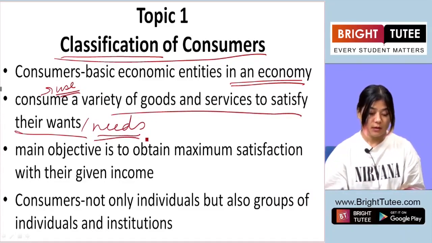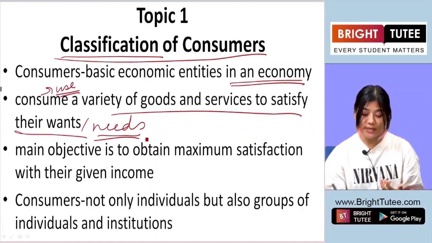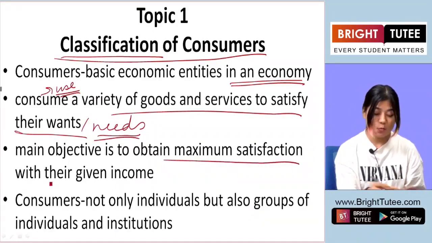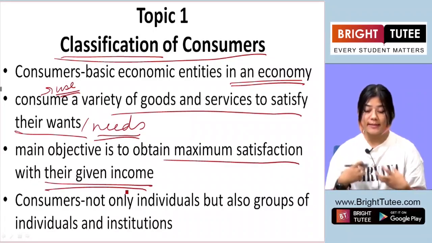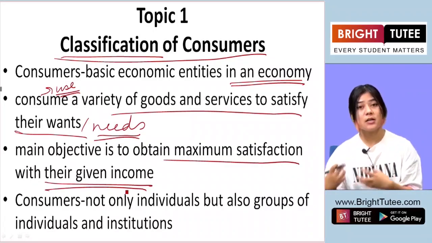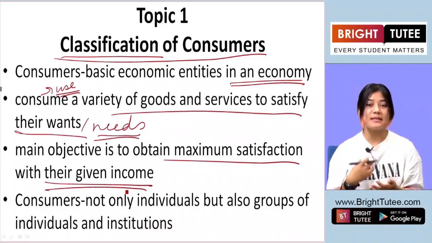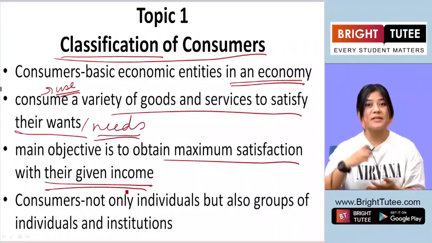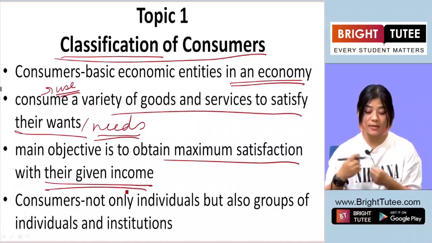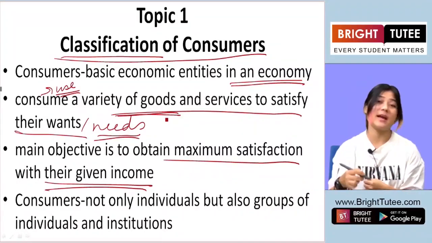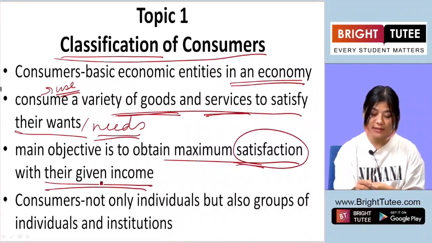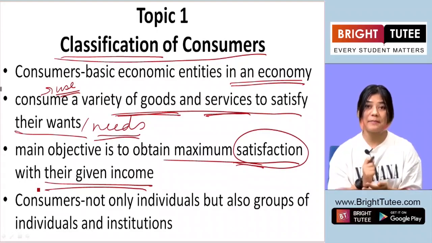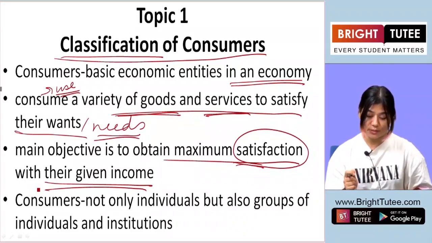okay. The main objective is to obtain maximum satisfaction with their income. So that is the main objective of the consumers, that they want to make sure that the money that they earn will be spent in making sure that they can consume maximum varieties of goods and services, and that can go on to satisfy their wants, okay. That is the main objective of the consumers.